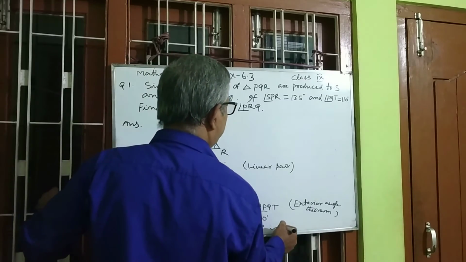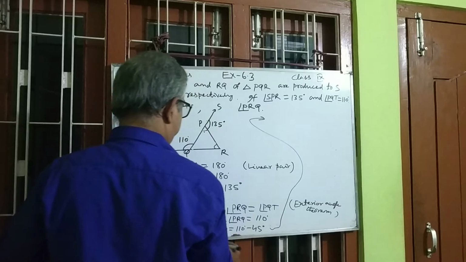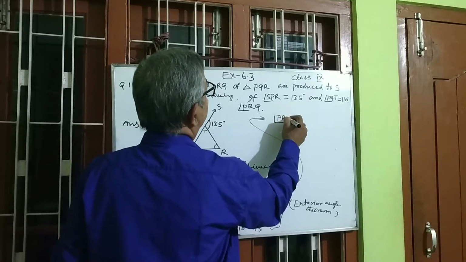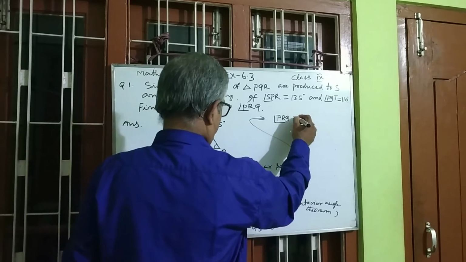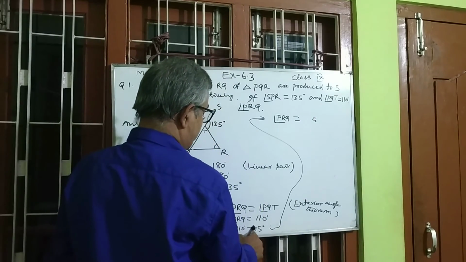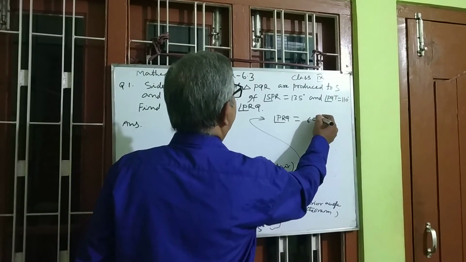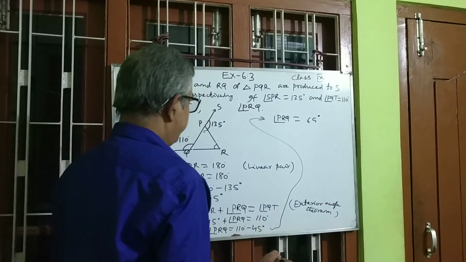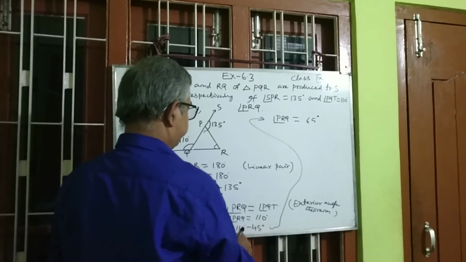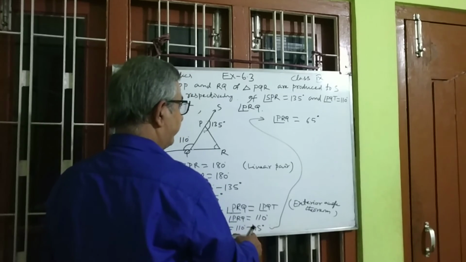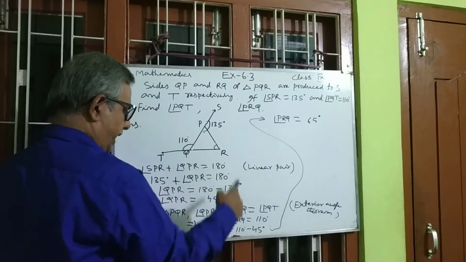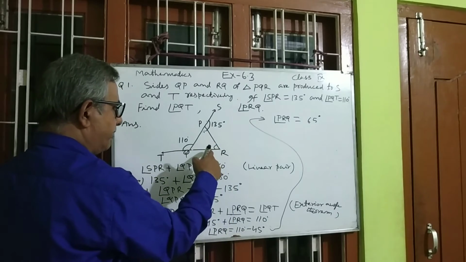Therefore, you write here, there is no space. So angle PRQ is equal to 110 minus 45, which is 65 degrees. So in this way you got this angle also. PRQ is equal to 65 degrees.